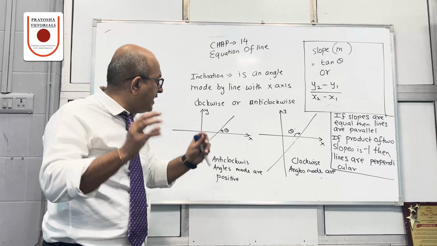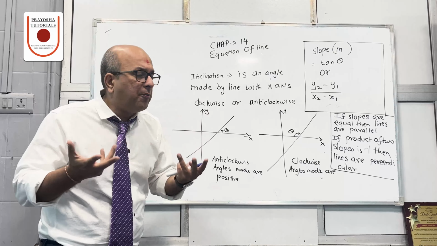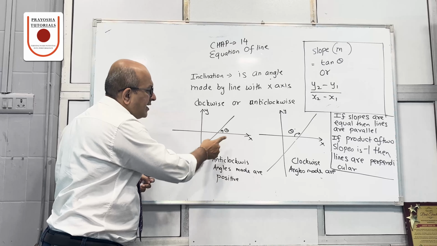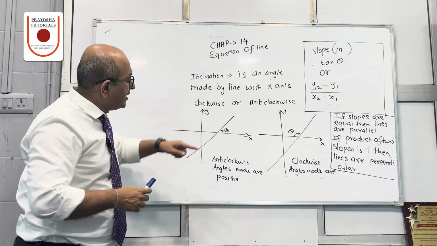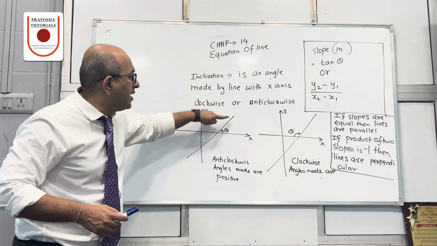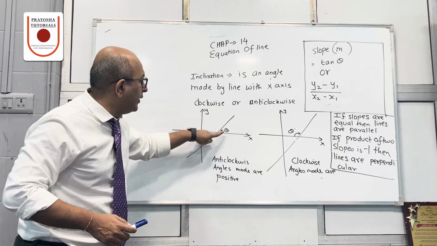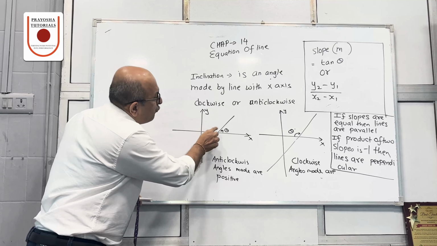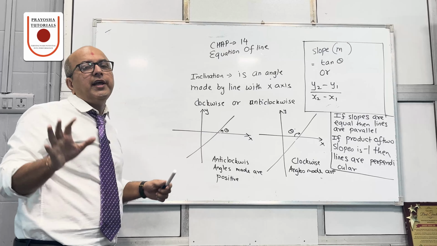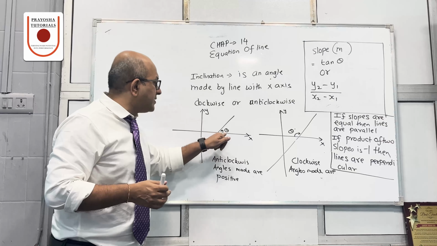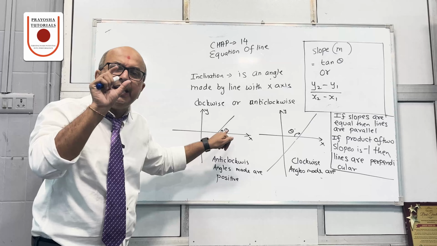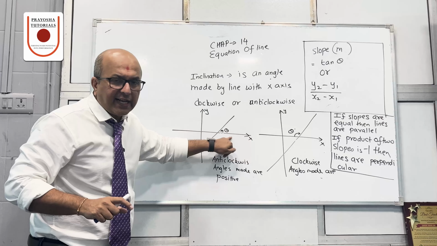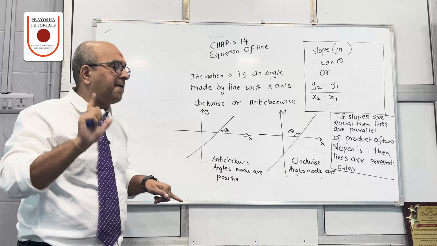So let's see where this inclination is formed. As you know, my dear students, this is the y-axis, this is the x-axis, and this is the line which is making an angle with the x-axis. Can you see this? This angle formed here is called inclination and is represented by theta.